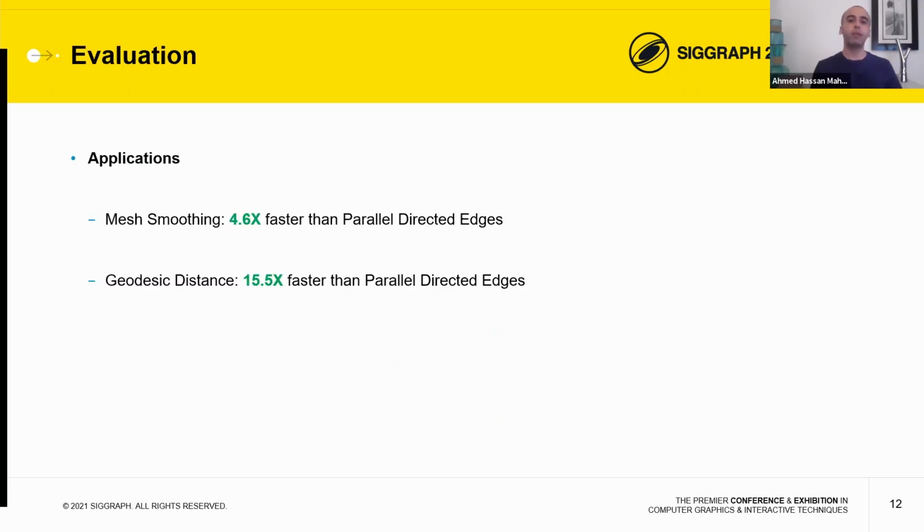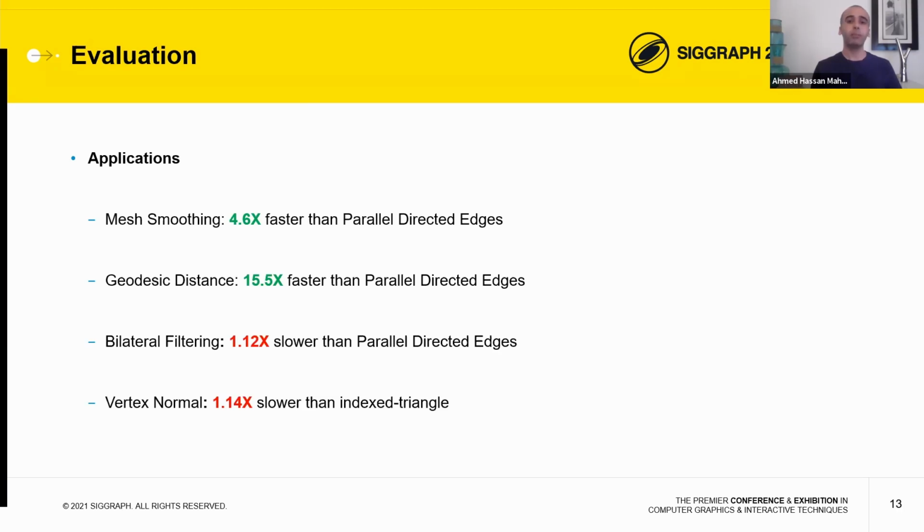For evaluation, we have implemented 4 applications. Each one of them tests and explores a certain aspect of the data structure and the programming model. For some applications, like mesh smoothing, RXMesh outperforms a well-optimized version of the directed edges data structure by more than 4 times. And this can go even higher, up to 15 times faster in the geodesic distance application. In other applications, RXMesh performs on par with other data structures. And so we think RXMesh strikes a good balance between different computational patterns that we have encountered in our applications.